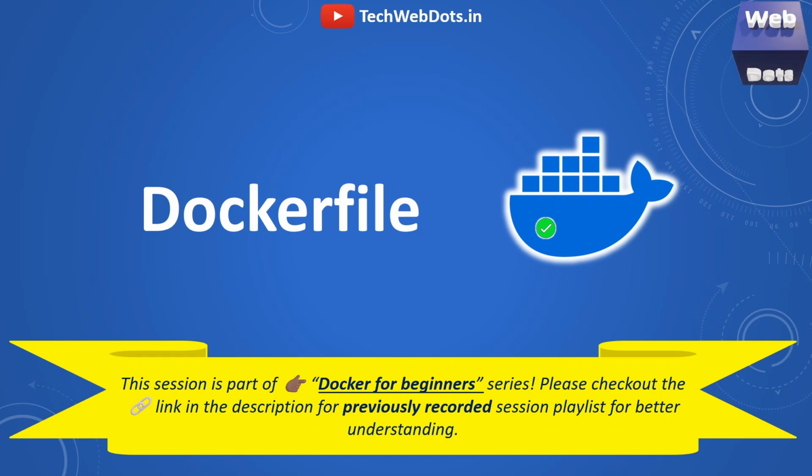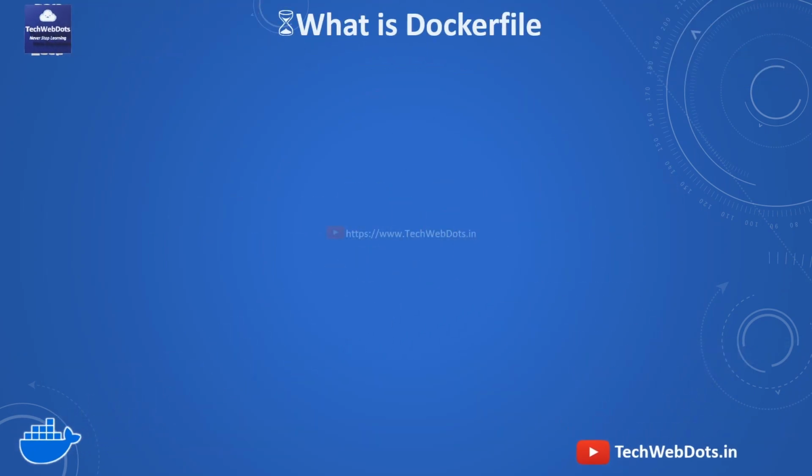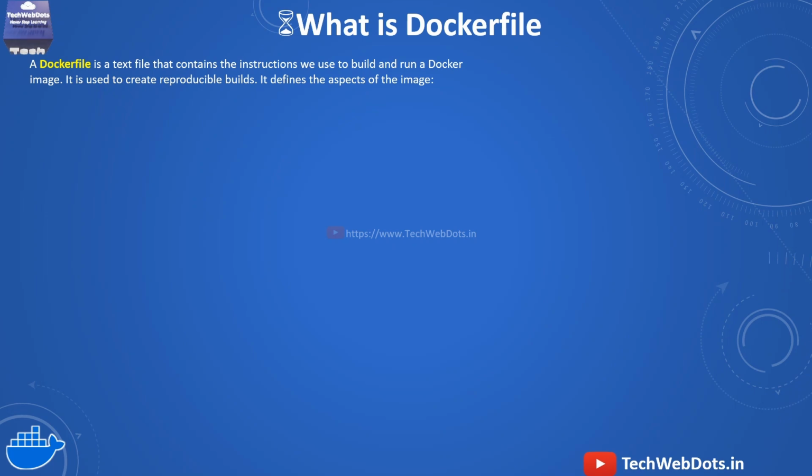Today I'm going to discuss what a Dockerfile is. This session is part of the Docker for Beginners series, so I strongly recommend you watch the previously recorded sessions for better understanding. So let's proceed to understand what a Dockerfile is. A Dockerfile is a text file that contains the instructions we use to build and run a Docker image.